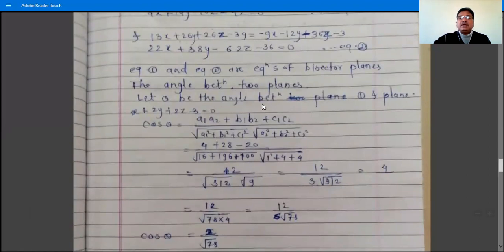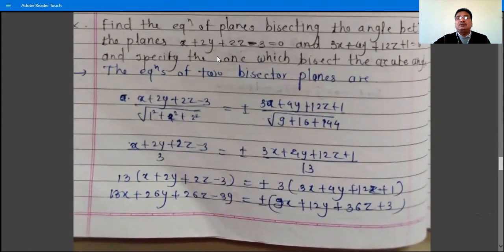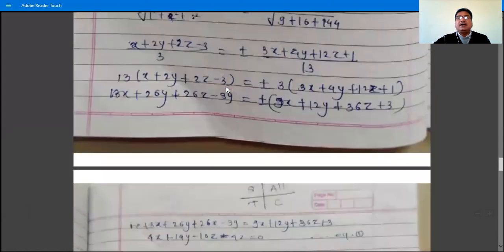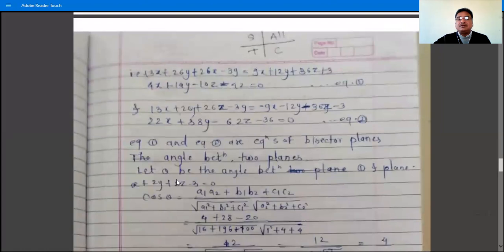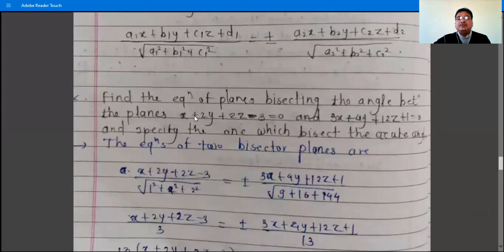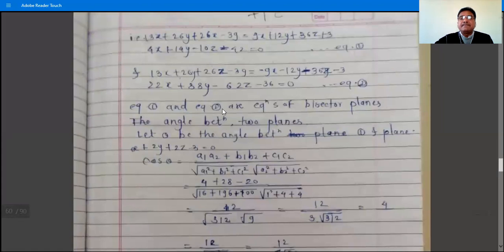So let theta be the angle between plane 1 and the given plane. Suppose theta is the angle between plane 1, this bisector plane, and the plane x plus 2y plus 2z minus 3 is equal to 0. Out of these two planes, one plane is x plus 2y plus 2z minus 3 is equal to 0.